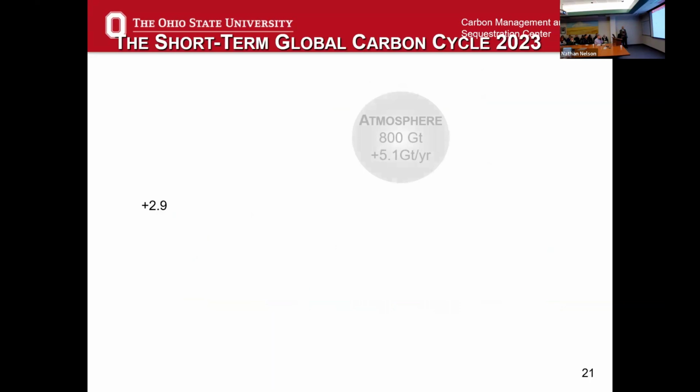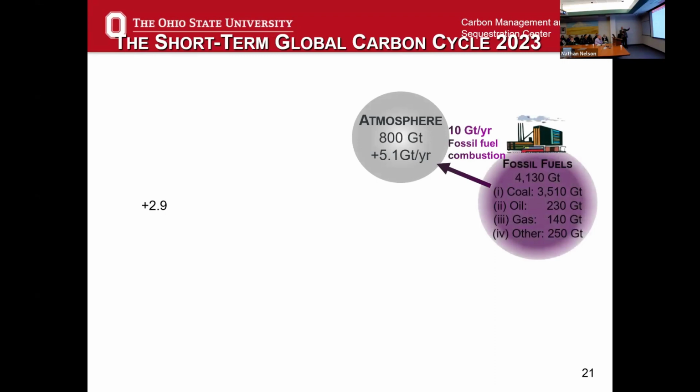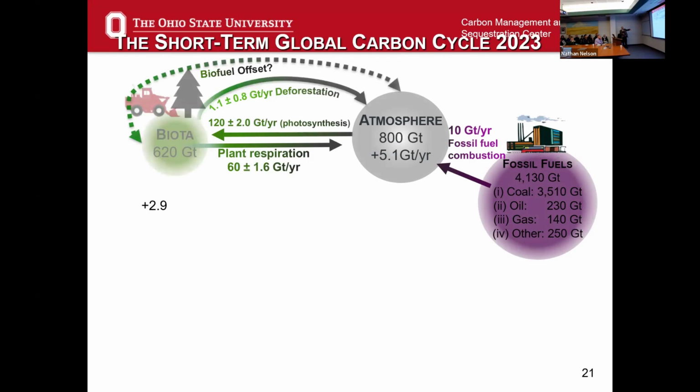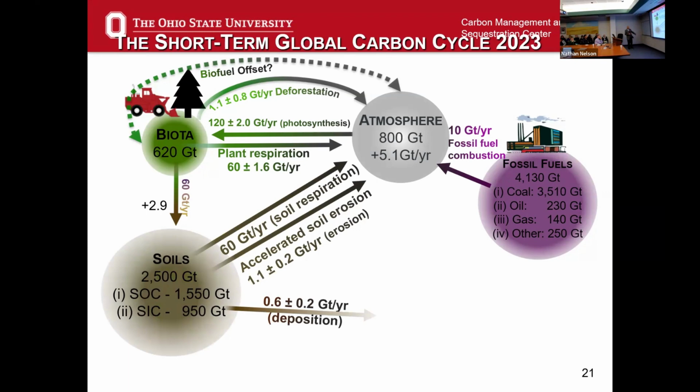Now, the atmosphere is about 800 gigaton. I'm giving you the graphic of what is happening. Remember I said it went up by 5.1 gigaton last year, and that is from fossil fuel of 10 gigaton. I'm putting in a picture, graphically, what I gave you in tabular form before. The 4,130 fossil fuel, from which we are burning 10 gigaton. And then deforestation is 1.1, that upper arrow here. 1.1 is what was given previously in tabular form, and 120 is photosynthesis, and 60 is respired back. Of the remaining 60, it goes into the soil, and soil is gaining 2.9.